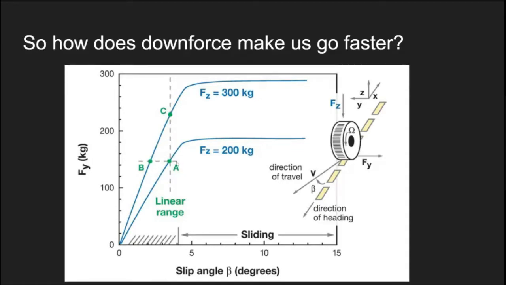And you can see here, for example, to achieve the same lateral side force, now you need to be at a smaller slip angle. So basically, this means you can run the car harder and achieve greater lateral side forces, meaning that you can generally corner at a faster speed. Yeah, basically that's how it allows us to corner faster.